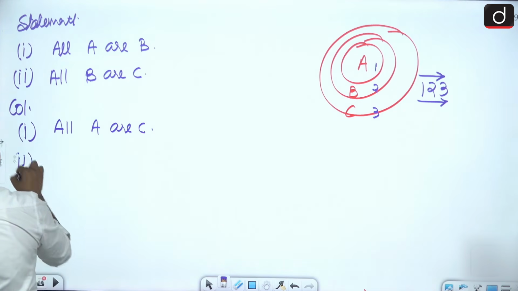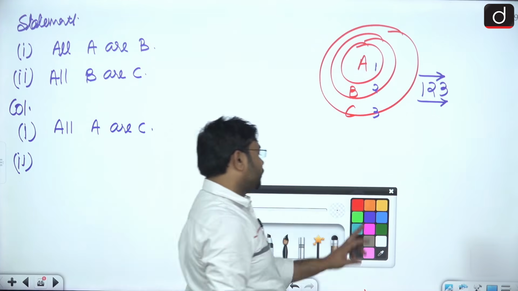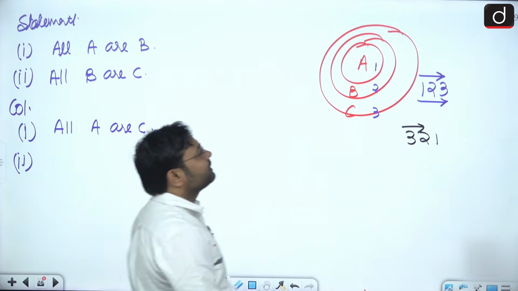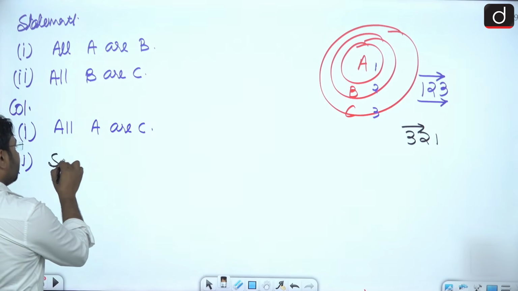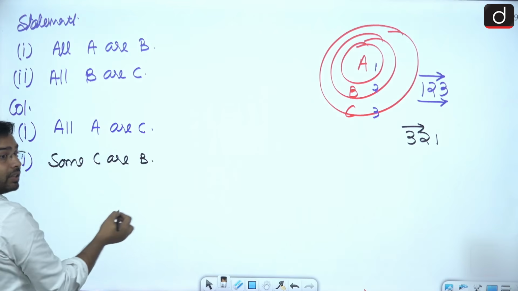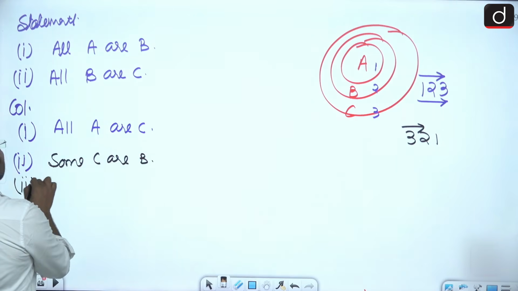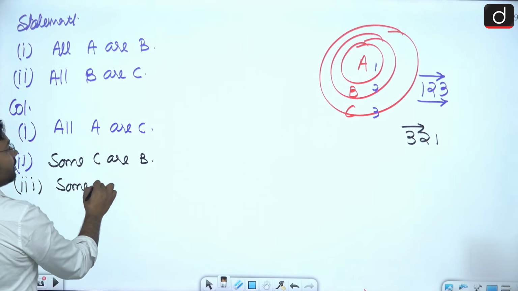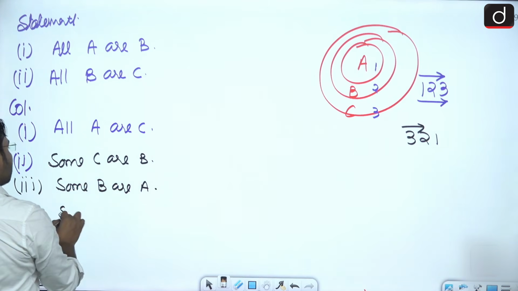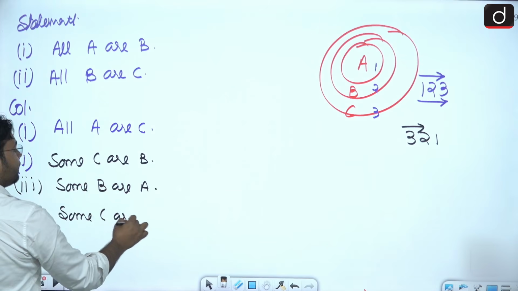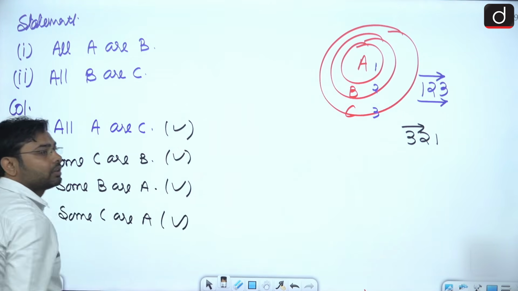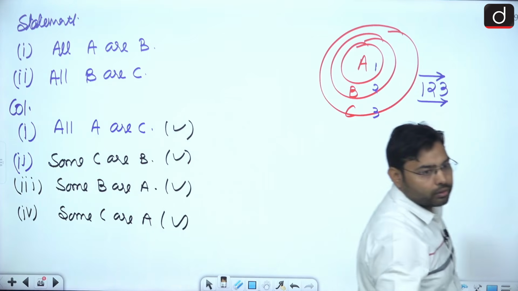Now the second, you will move 3 to 1, and 3 to 2 is some. You will use some. Yes, some C are B. Done. Now the next one, some B are A. Now the next one, some C are A. These are the valid conclusions. Got it now?